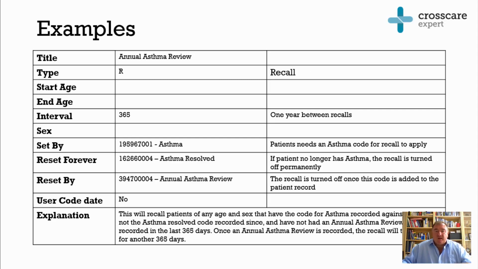The annual asthma review, again, is a recall. The interval is 365 days because it's an annual review. It's set by a code for asthma, so I only want to recall people who've had asthma. I forget about the recall completely if their asthma is resolved and they no longer have it. And my reset by code is the annual asthma review. So if I've got a patient that has asthma but doesn't have their asthma resolved and hasn't had an annual asthma review in the last 365 days, the reminder will be active.